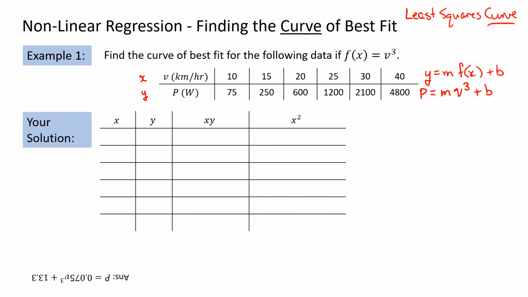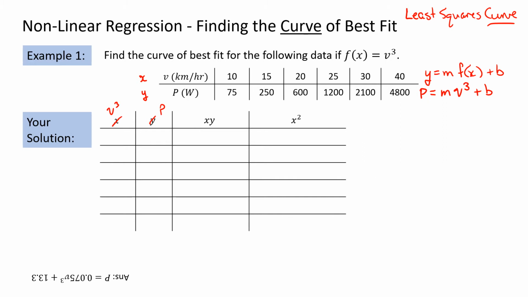So what we need to do here is I place the same table, because remember, we need these four variables, the sum of x, the sum of y, the sum of x times y, and the sum of x squared. But remember, it isn't just x here. So we need to replace these column headings with the proper variables. So x, instead of x, we put f of x. So we can cross that out and write v cubed, because that is our f of x function. Instead of y, I will use the term we're using here, which is power. So I'll replace y with p.